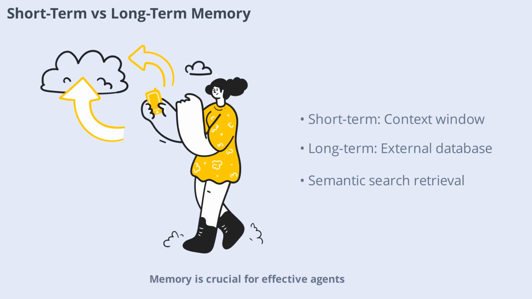Memory is crucial for effective agents. Short-term memory typically refers to the chat history or context window, where relevant previous turns of the conversation are passed back to the LLM. Long-term memory, on the other hand, involves storing summaries or embeddings of past conversations in an external database. When needed, the agent can retrieve this information using semantic search, ensuring it doesn't lose track of important details over time.